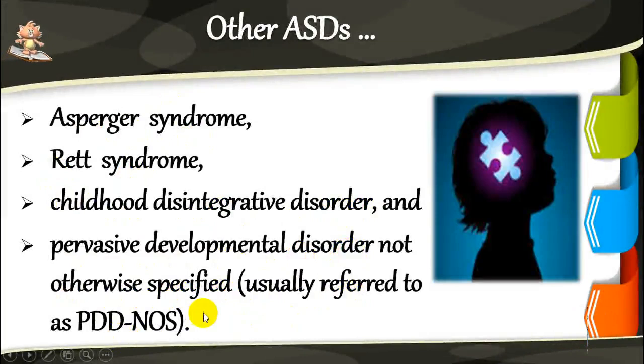PDD-NOS. Experts estimate that 3 to 6 children out of every 1,000 will have autism. Males are 4 times more likely to have autism than females.